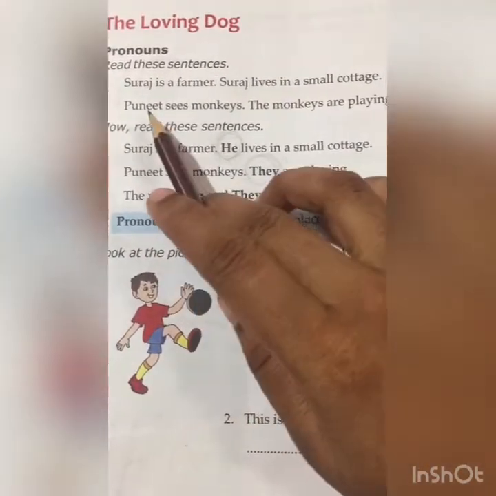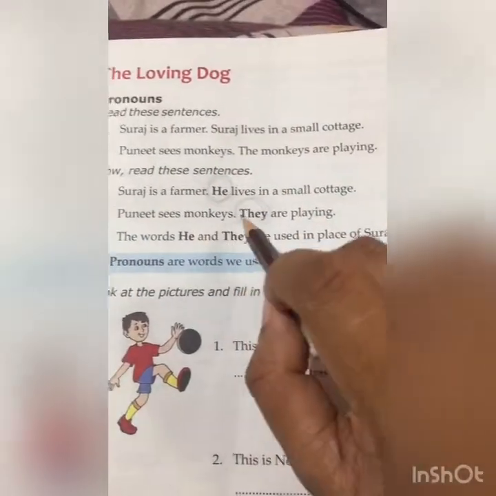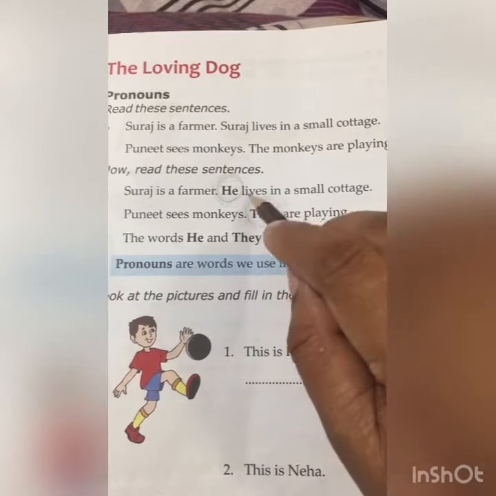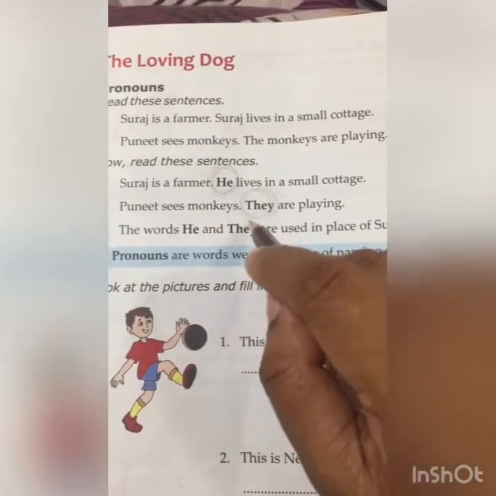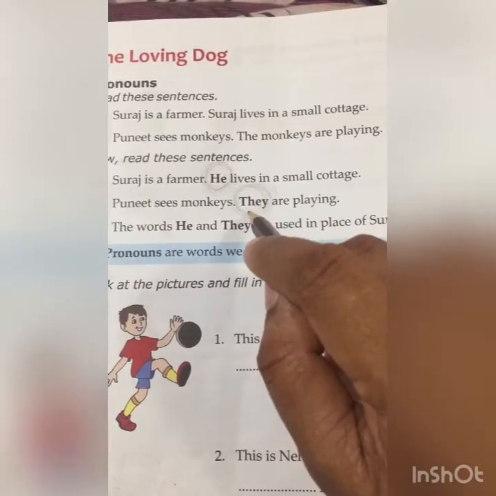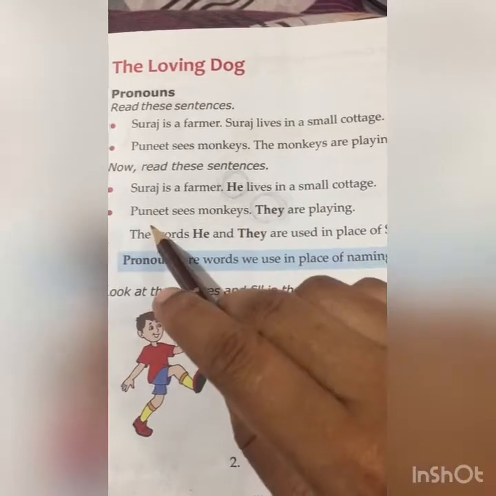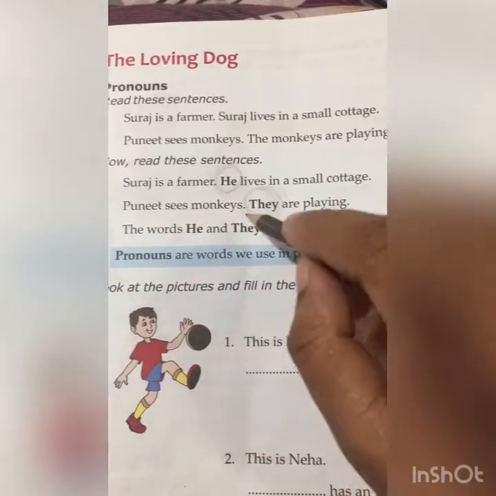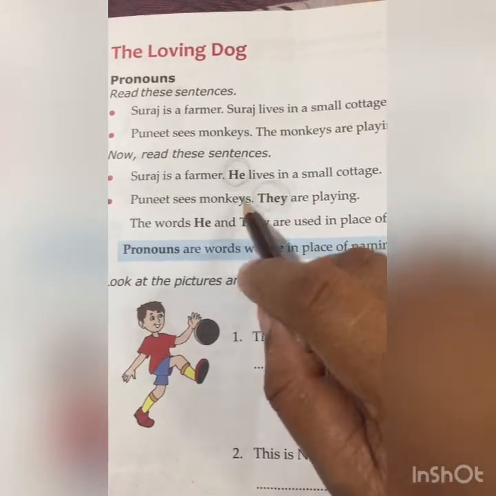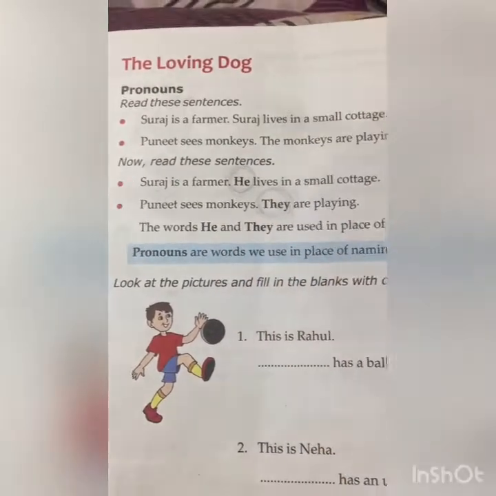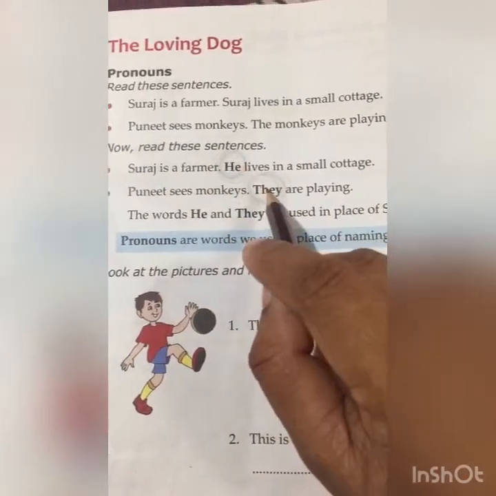Puneet, here we have already read, Puneet sees monkeys. The monkeys are playing. Instead of monkeys, what have we used here? We have used the word they. Who does they mean here? Monkeys. Puneet sees monkeys. They are playing. Who are playing? They means monkeys. Instead of Suraj and Puneet, we have used he and they.